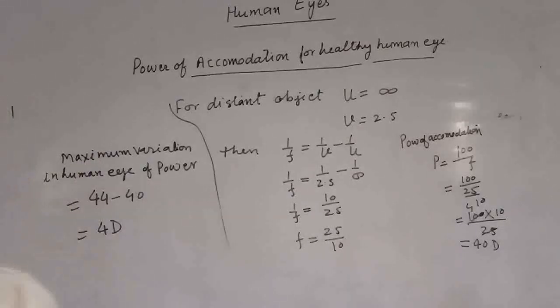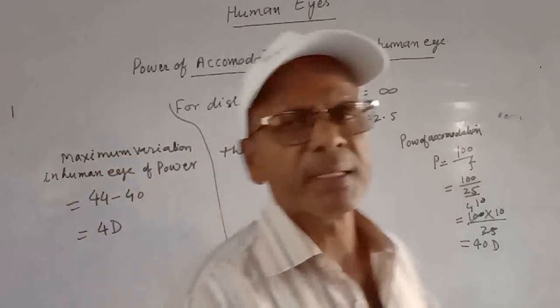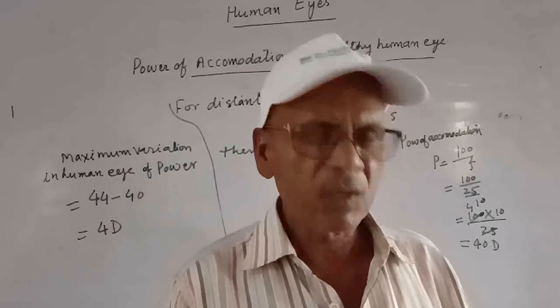This is all about the function of the lens and accommodation of the eye lens and power of accommodation, and how the image is formed by the human eye.